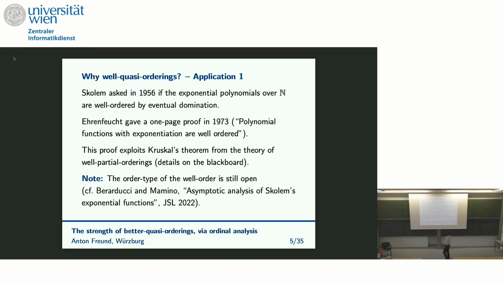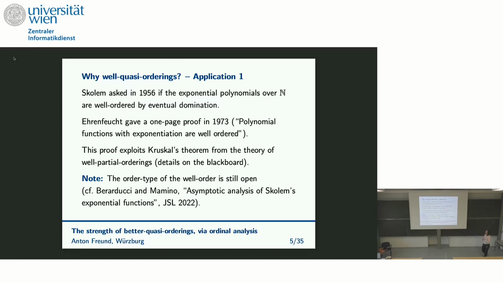And maybe one other thing to say is that this is a well order, so it has some order type, and it's still unknown what the exact order type is. So it's somewhere between epsilon naught and the first fixed point of the epsilon function, but the precise order type is still unknown. And it's an active field of research in the sense that every once in a while there is a new paper with progress on that.